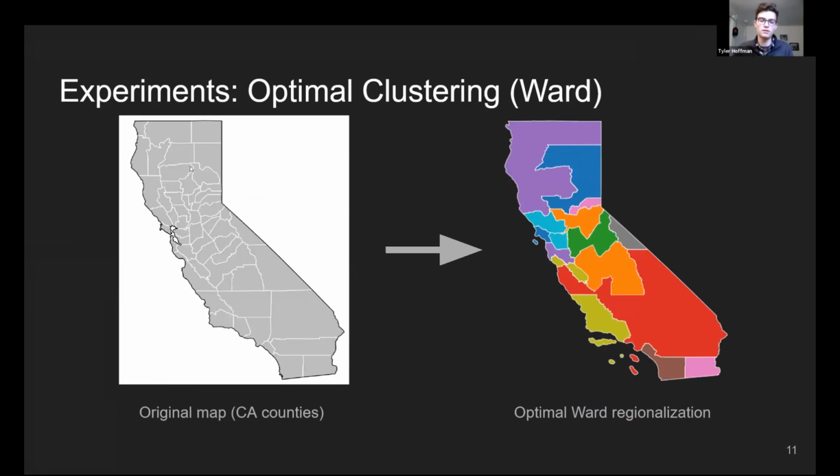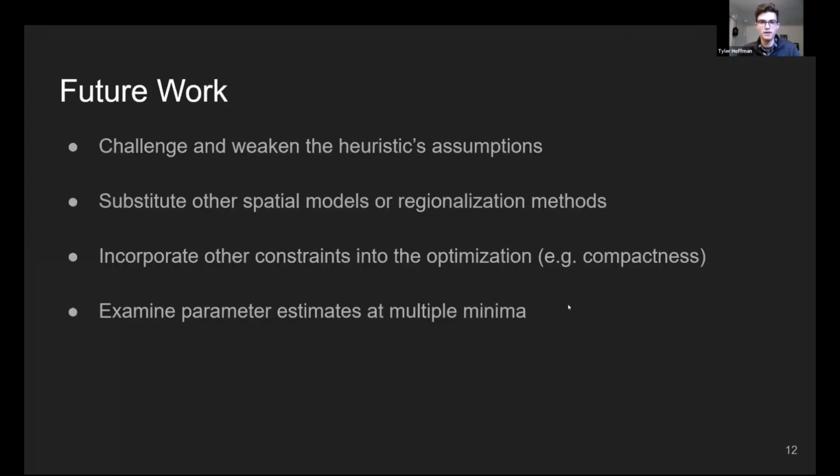So on the left side, you see the original map of California's counties. And then on the right side, you see what the clustering produced when we ran it with the optimal number of clusters as determined by the heuristic. So, an interesting, pretty map in my opinion.